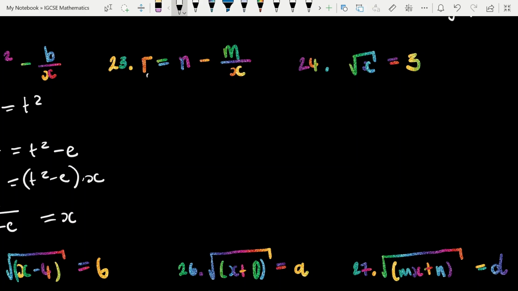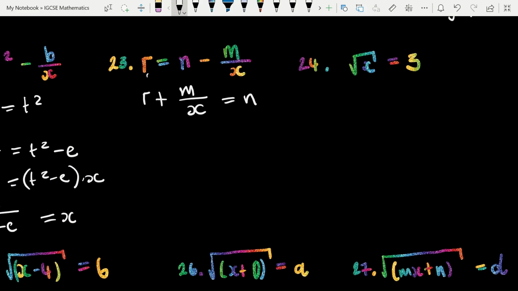So what do I do? I first make my fraction positive. r plus m over x is equal to n now. Don't forget the stages. Make it positive first. Now when you've made it positive, that's for this type of question. Now that you've made it positive, you want to break the fraction because your subject is in a fraction. You should know the reasons.